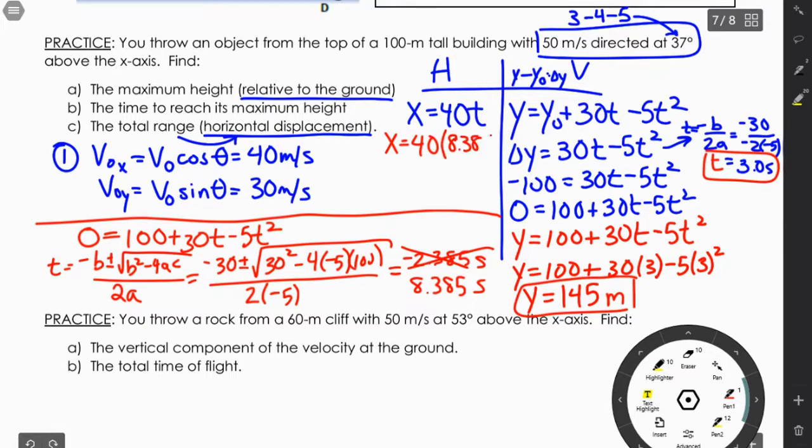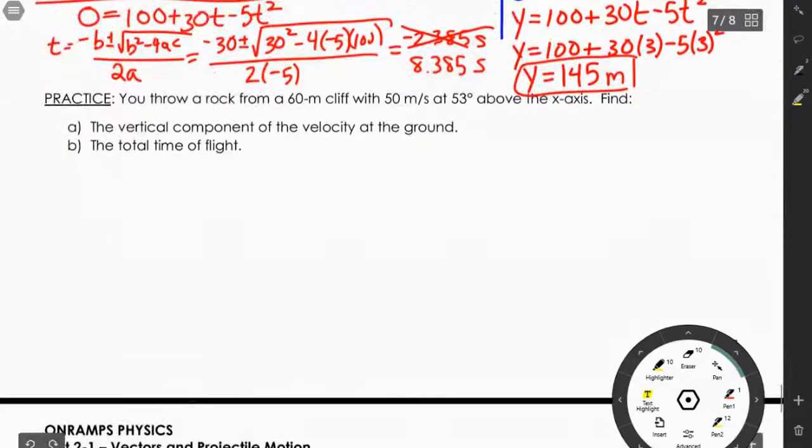So I'm going to take that and plug it into my x position formula. And now this will give me the range: 335.4 meters. Okay, so that is the range. All right, so let's do another example. Really asking, again, just a different type of question.